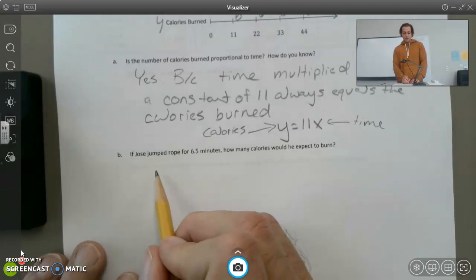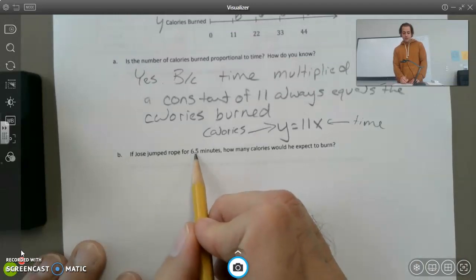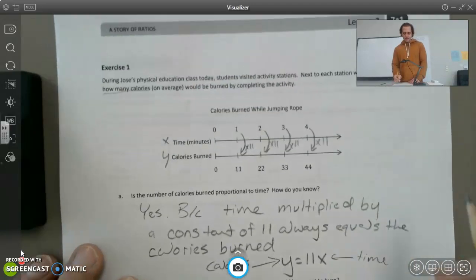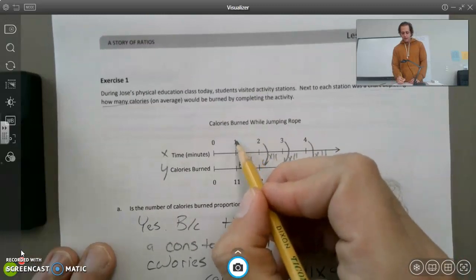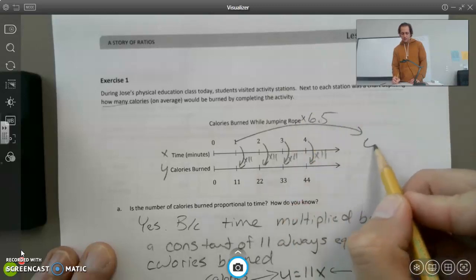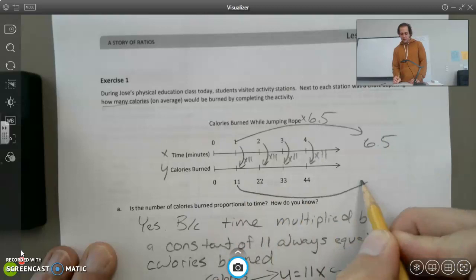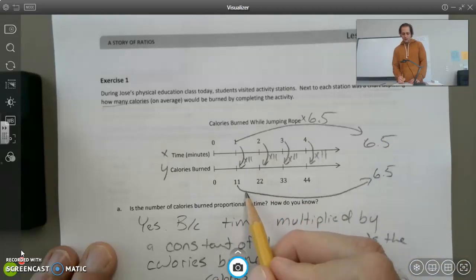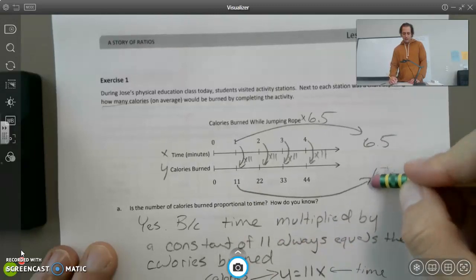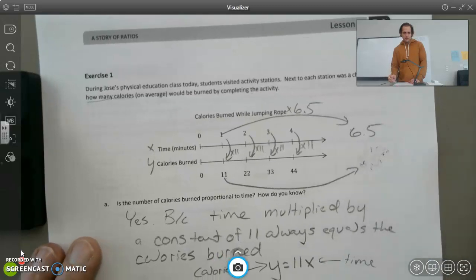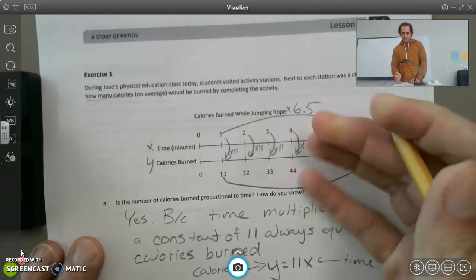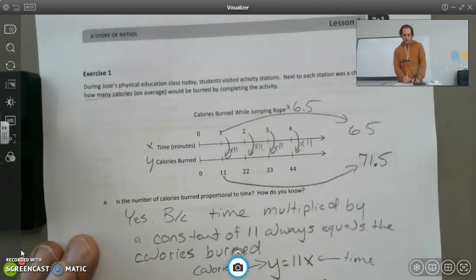So now we have a question. If Jose jumped rope for 6.5 minutes, how many calories would he expect to burn? So let's do this 2 ways. I remember I showed you scaling. So if this increases, that's 1. So if I multiply by 6.5, I'm going to get 6.5 minutes. Now I can multiply this by 6.5, and I would get 6 times 11 is 66, and a half of 11 is 5.5. So 66 and 5.5 is going to be 71.5 calories. Okay, so I can say 71.5 calories.